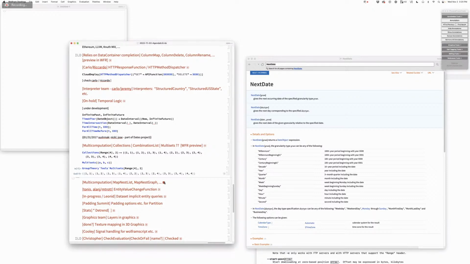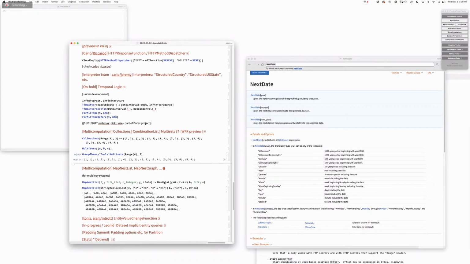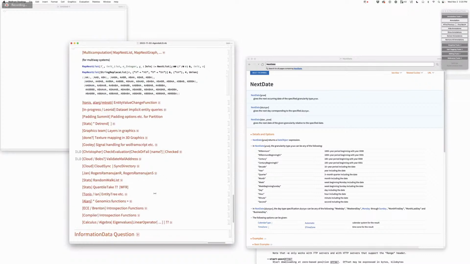All right, let's keep going here. Map nest list. The heck is this? Brad, do you understand this? I've never seen it before. Okay, could you take a look at it and see whether you can understand what it is? I suspect it's been superseded by something we're doing with multi-computation. Okay, let's have a quick look down some of these other things.